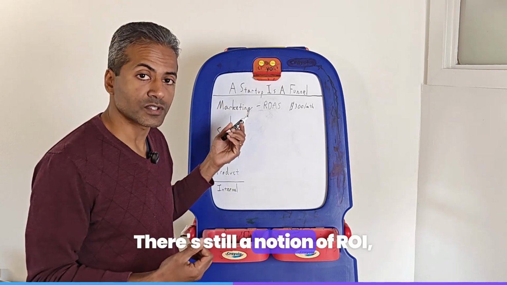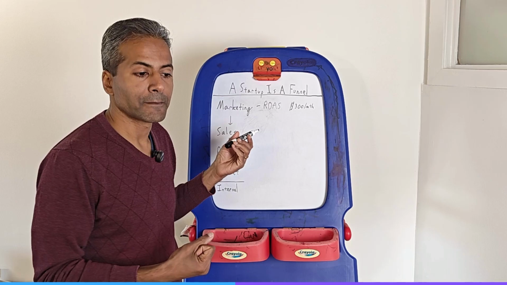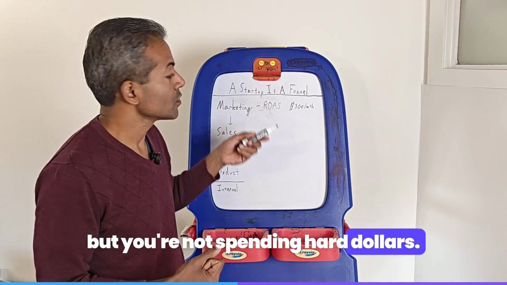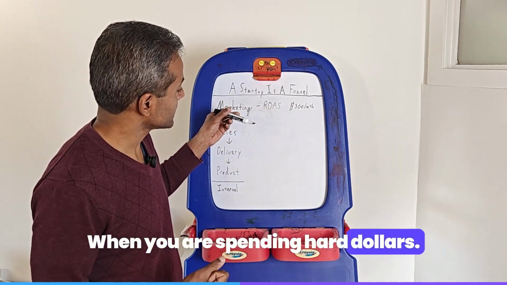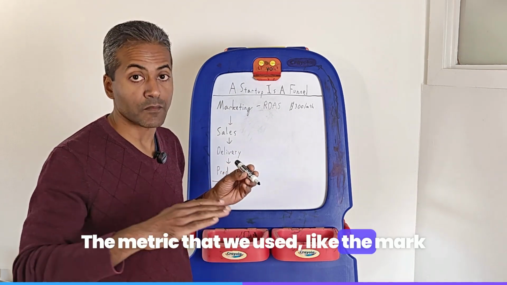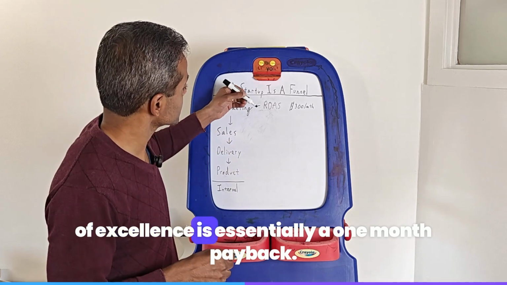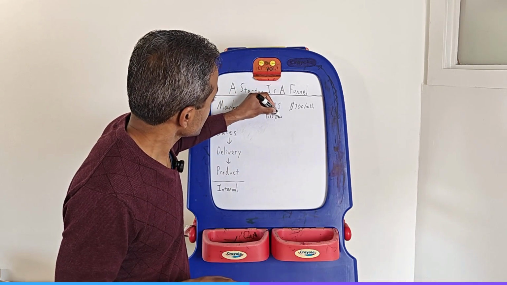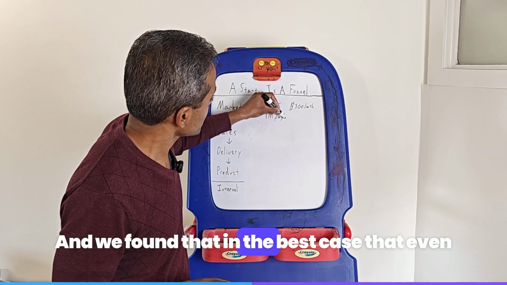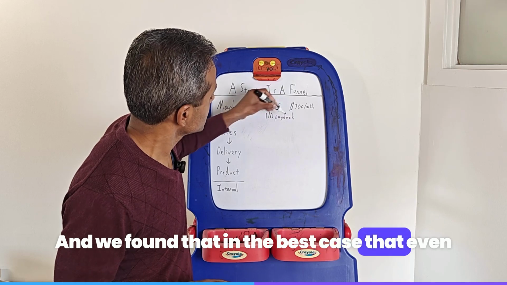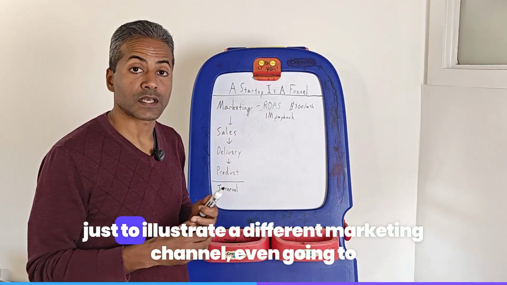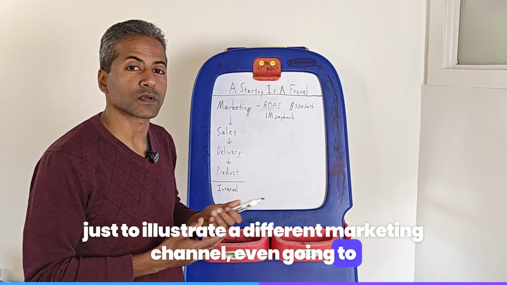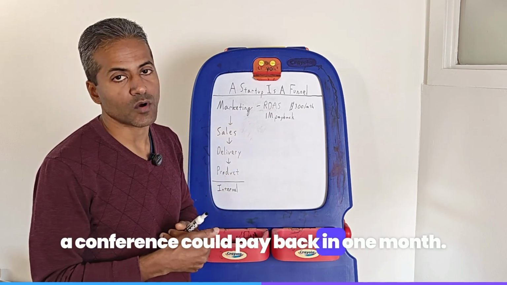There's still a notion of ROI, but you're not spending hard dollars. When you are spending hard dollars, the metric that we used, like the mark of excellence, is essentially a 1-month payback. And we found that in the best case, just to illustrate a different marketing channel, even going to a conference could pay back in 1 month.